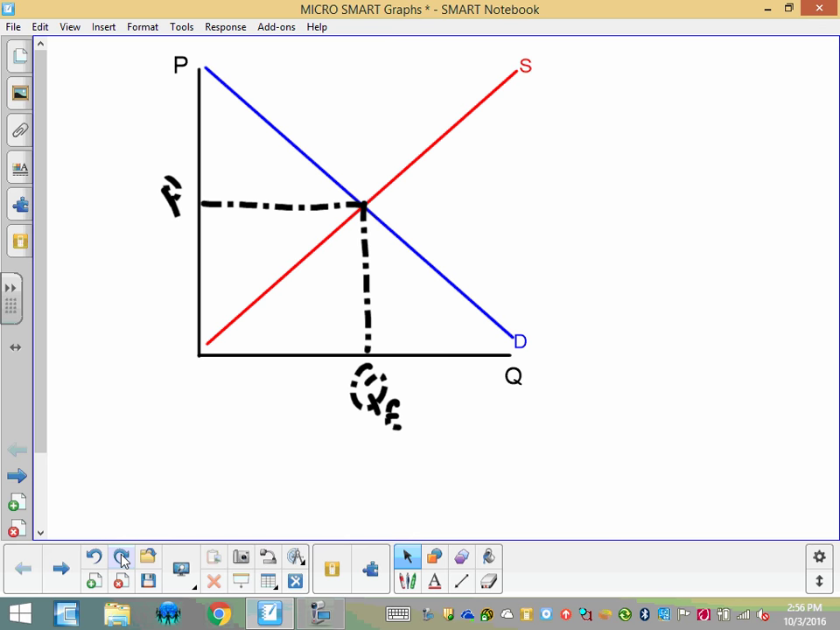No, I said for complements. Complements would be right. So DVDs and DVD players, okay? If the price of DVDs increases, what happens to the demand for DVD players? It would decrease. The reason it would decrease is DVDs are more expensive, you buy fewer DVDs, therefore you'll need fewer DVD players. What if they were substitutes?